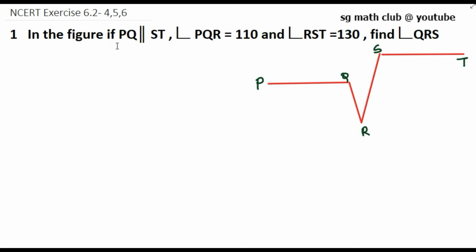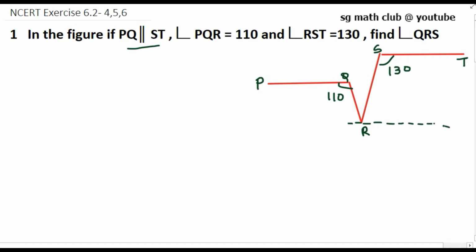So the first question is, in the figure, if PQ is parallel to ST, you can see the line PQ is parallel to ST, angle PQR is 110 degrees, angle RST equals 130 degrees. We need to find angle QRS. So first, we need to do one construction. We are going to construct a line through the point R that is parallel to ST, and we can name this line XY.